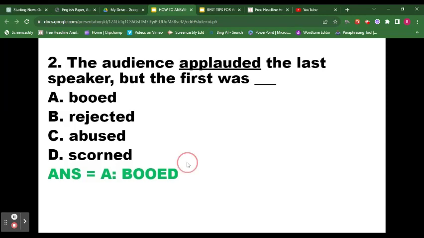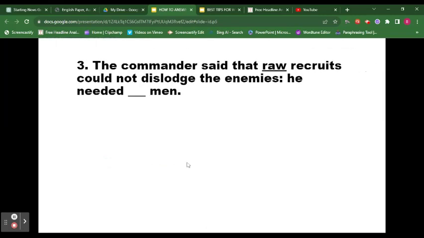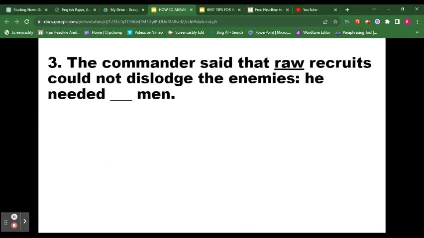Okay. Now, moving on to question number 3, the commander said that raw recruits could not dislodge the enemies. He needed dash men. So the opposite of raw here, raw is used to describe recruits. Recruits are people who are newly enlisted in the army. And so when they are described as raw, of course, it means they haven't learned much. So let's look at options. We are looking for opposites of raw in this context.